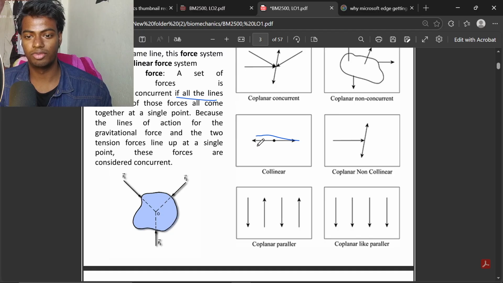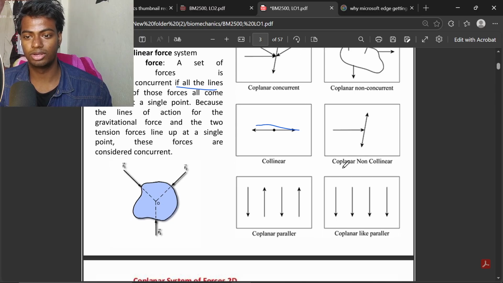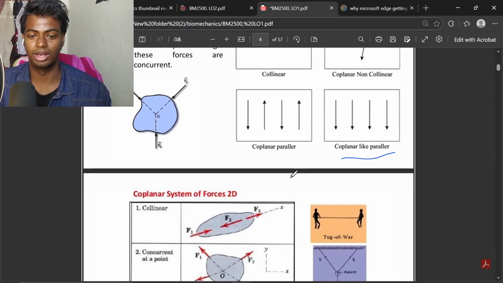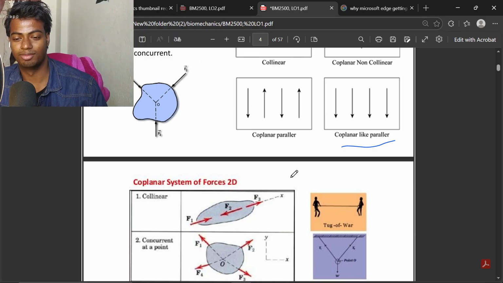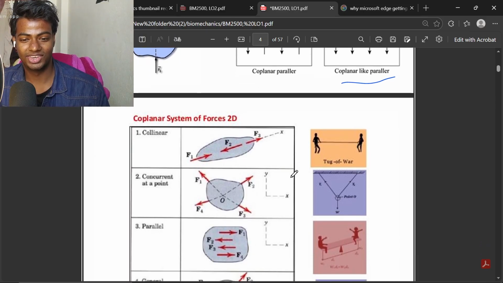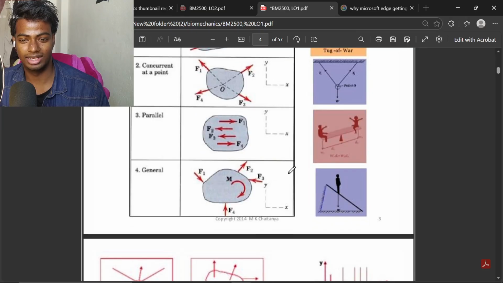Collinear: if you extend both of them, they form a single line. Coplanar but non-collinear: coming at the same point, but they are non-collinear. And this is interesting: coplanar like polar, the direction is the same, and they're parallel, but kind of anti-parallel. Collinear, concurrent, parallel, and this is general.